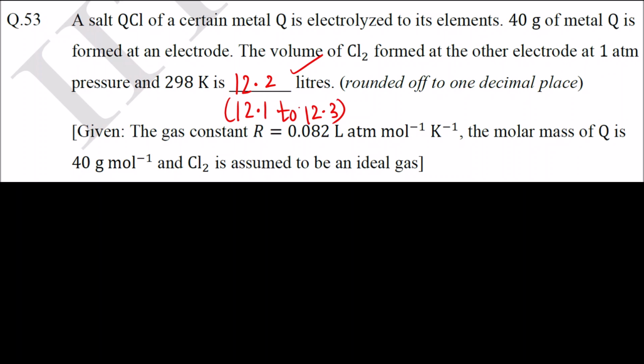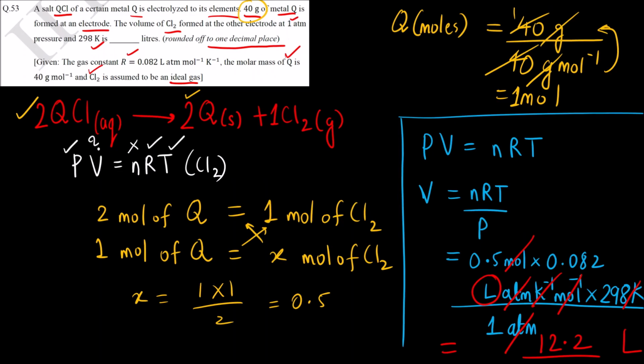I hope you have understood this question. It's a good question. First, you have to use the unitary method, balance the reaction, then calculate the moles of Cl2. Before that, calculate the moles of Q, and then using the ideal gas equation, you calculate the volume of the Cl2 that is formed.